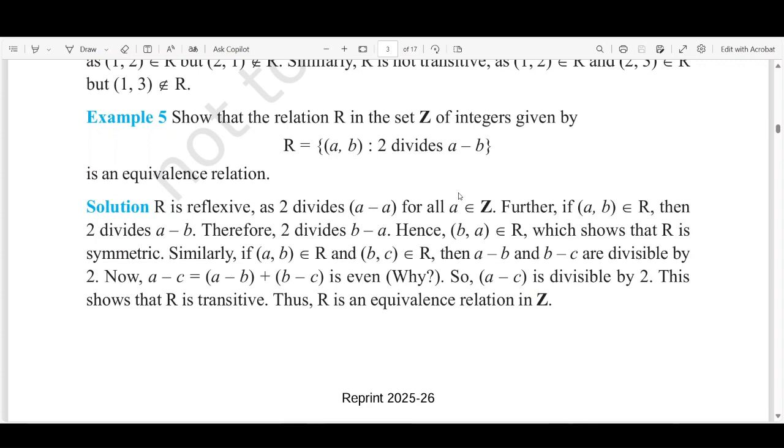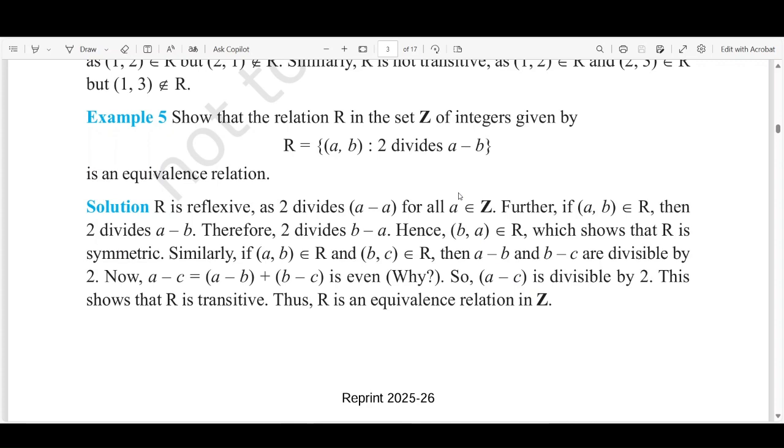In case you take one element to be 0 and another element to be an odd integer, their difference will be equal to that odd integer, which is not divisible by 2. So what we could conclude is no odd integer is related to 0.